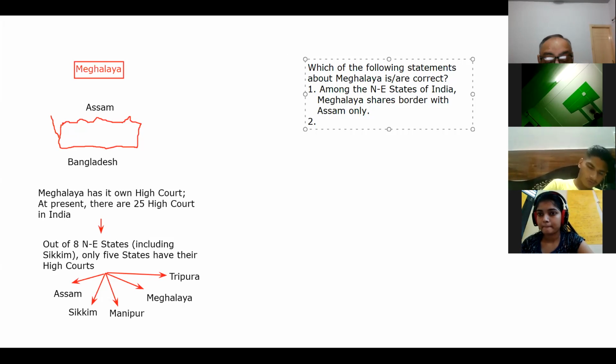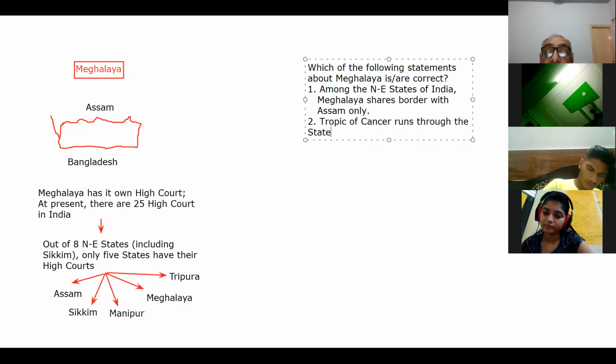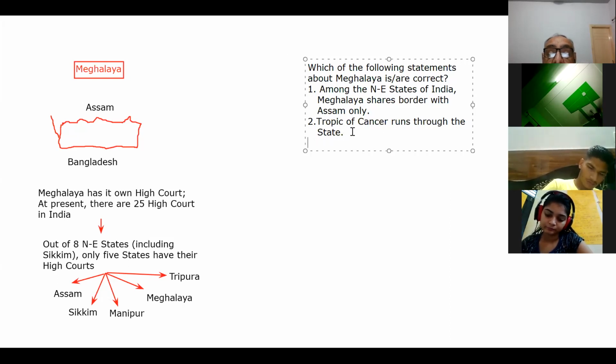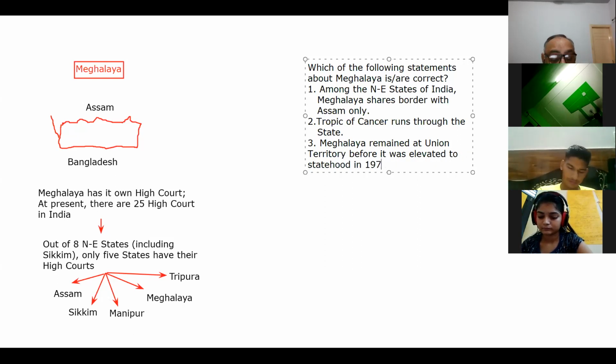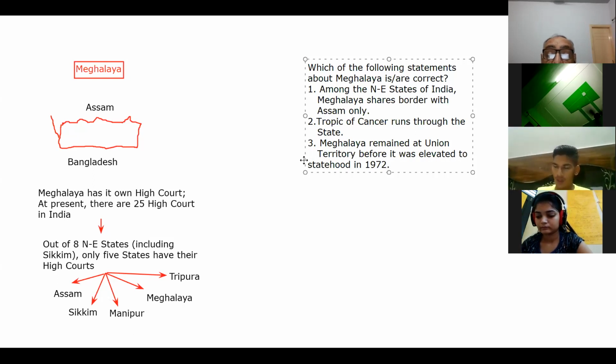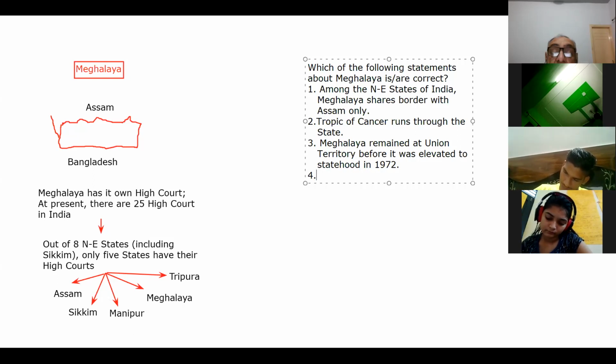Right? This is one. Second statement can be that Tropic of Cancer runs through the state. Right? And third, Meghalaya remained a union territory before it was elevated to statehood in 1972. Right? And the fourth statement can be that Meghalaya has its high court.